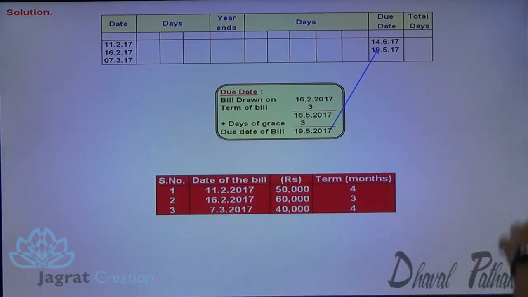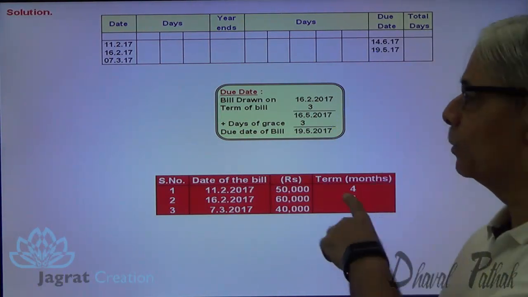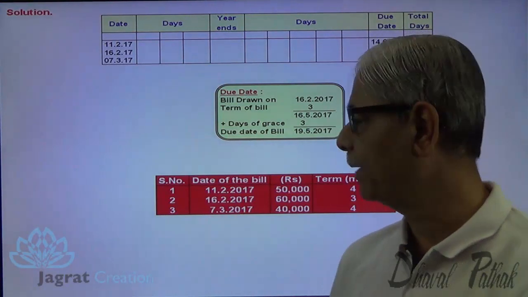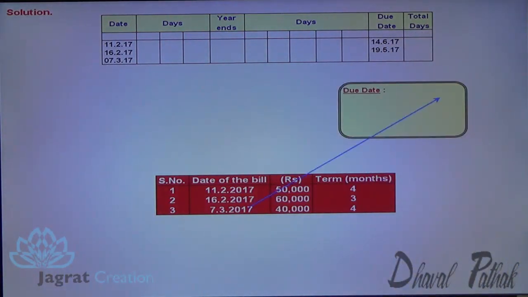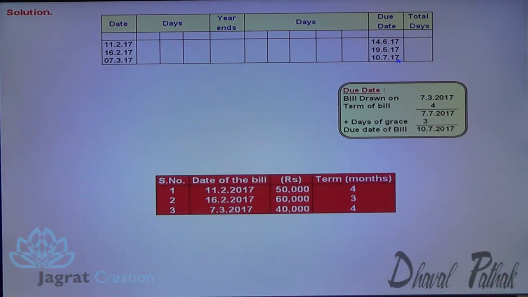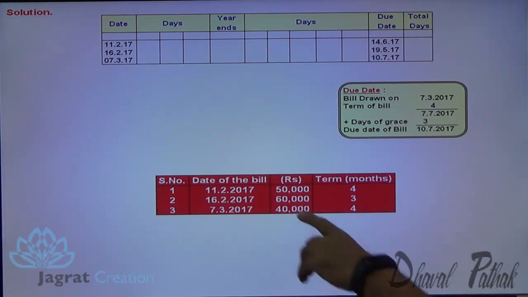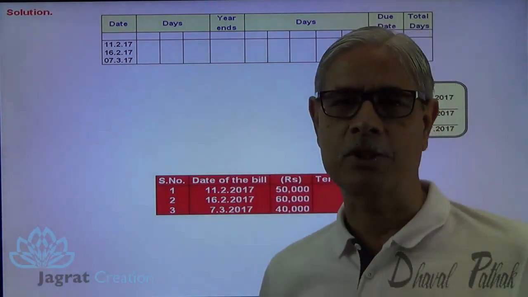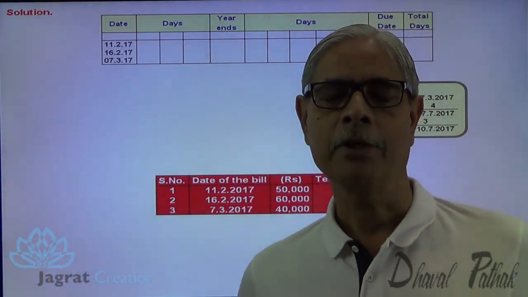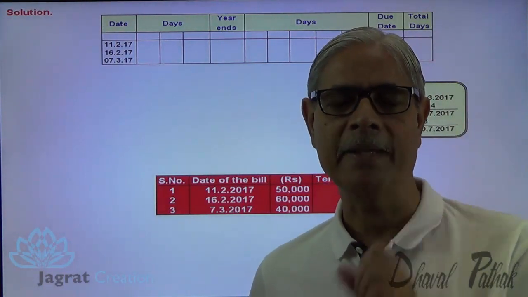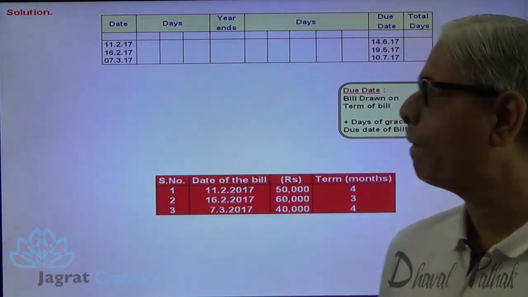So, I write down the due date over here. It is presumed that the bill was discounted on 16th of February, maturing after 3 months. Now, the third bill, drawn on 7th of March, 4 months. 3 days of grace are added. So, this is the due date. This is the date on which the bill is drawn and discounted, and this is the date on which the due date or the date of maturity occurs for the bill.